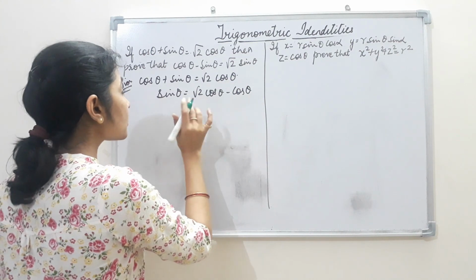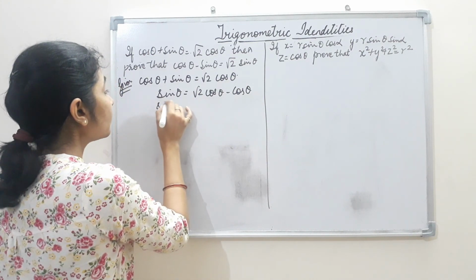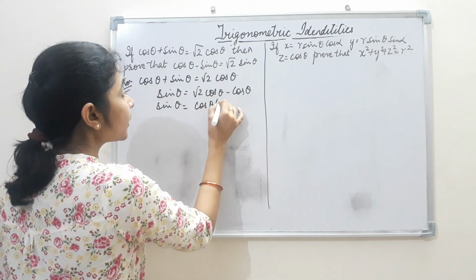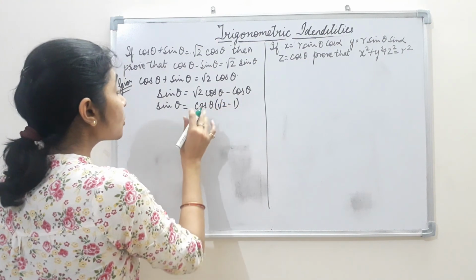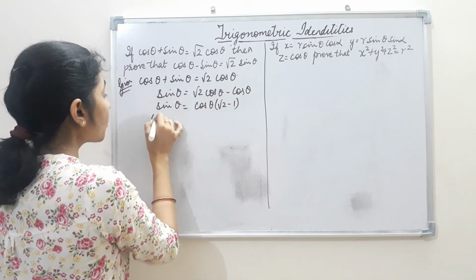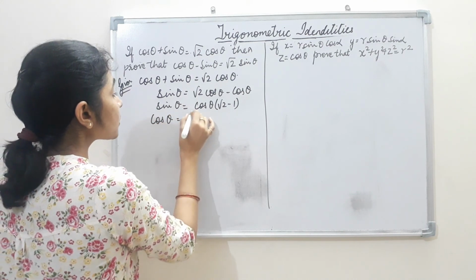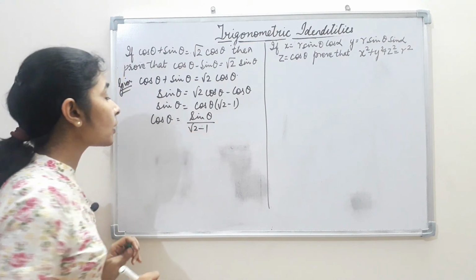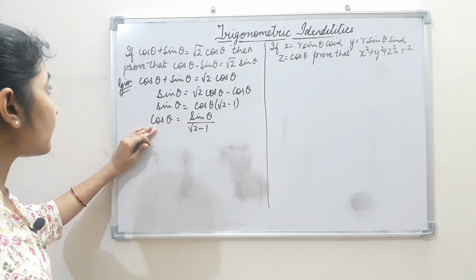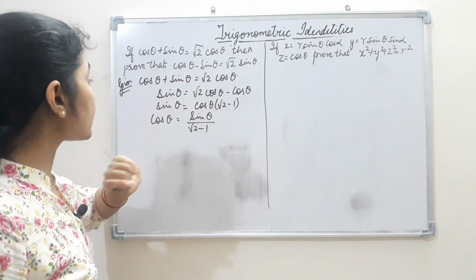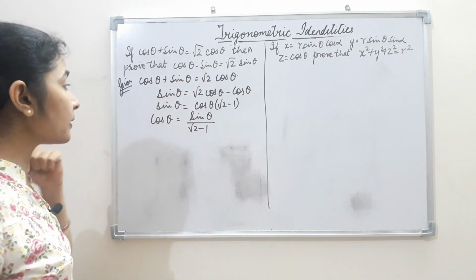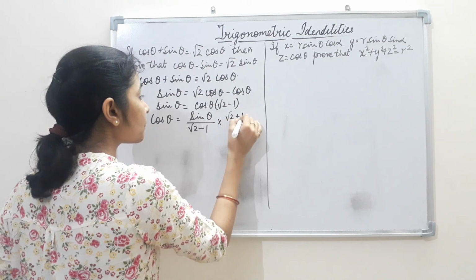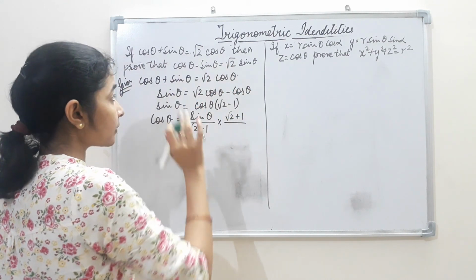Now what is common here? Cos theta. So sin theta is equal to cos theta common, and in the bracket we have root 2 minus 1. So cos theta is equal to sin theta upon root 2 minus 1. This is the value of cos theta that we have got, but we want cos theta minus sin theta, so somehow we'll bring this sin theta here. Now this is an irrational number, so we rationalize it. We need root 2 sin theta also.